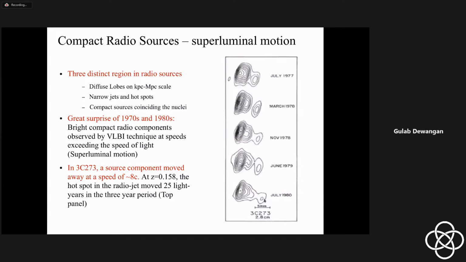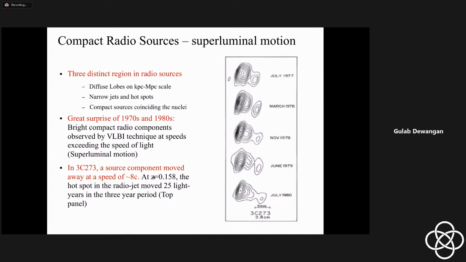So this blob seems to be moving away from this galaxy, and with this kind of observation, people can estimate at what speed the blob is actually moving, because they can find out the separation from here. Very surprisingly, in this galaxy 3C273, this source component, this blob, is moving at an apparent speed of 8 times the speed of light. So at z equal to 0.158, the hotspot in the radio jet moved 25 light years in a 3-year period.